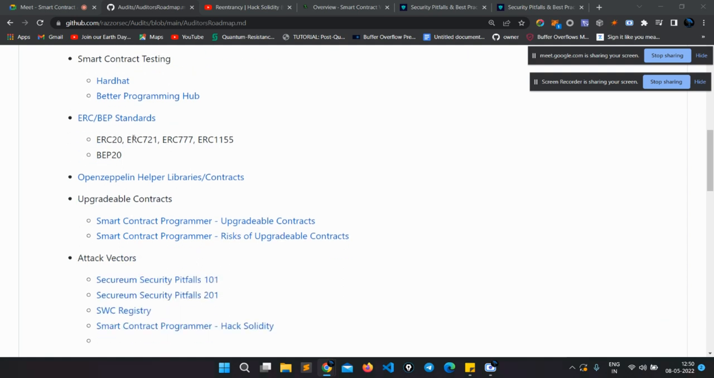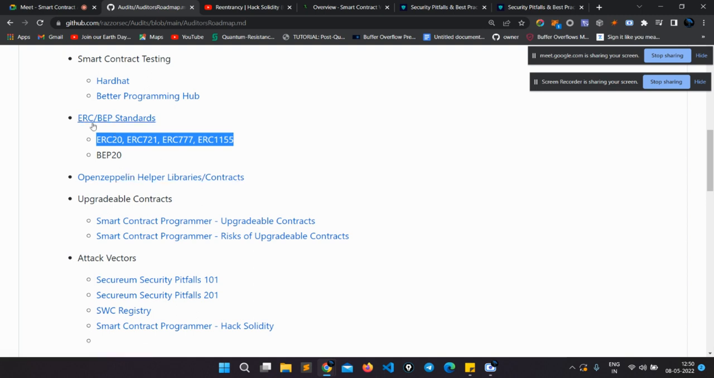Then we have the standards: ERC-20, ERC-721, 777, 1155. These are the most popular ones at the moment, and the basic requirement that you're supposed to know. For the ERC standards, you can follow this blog covered by Ethereum itself.